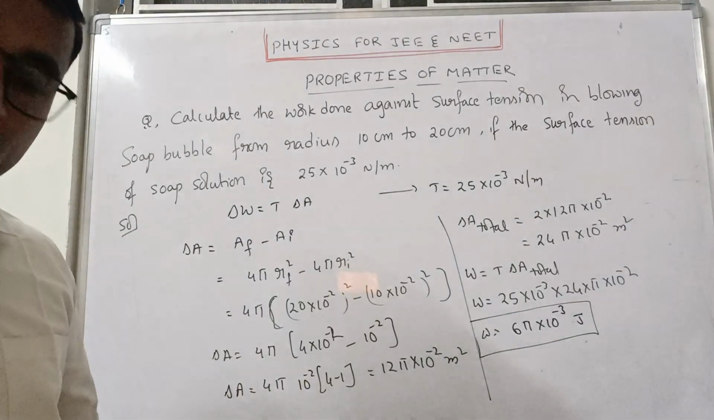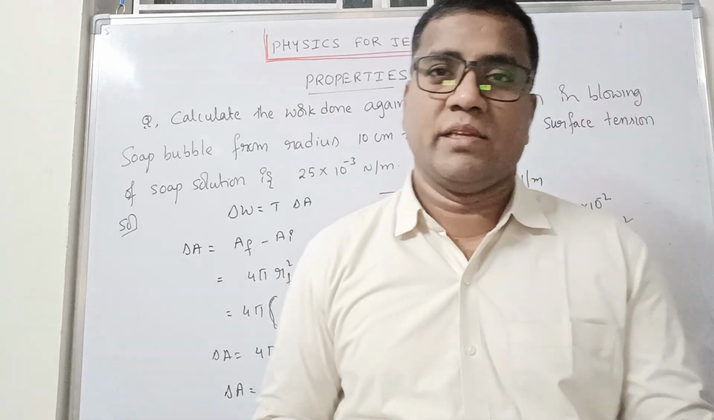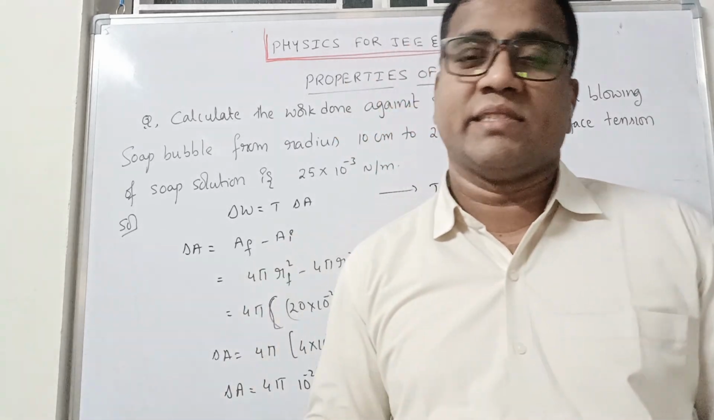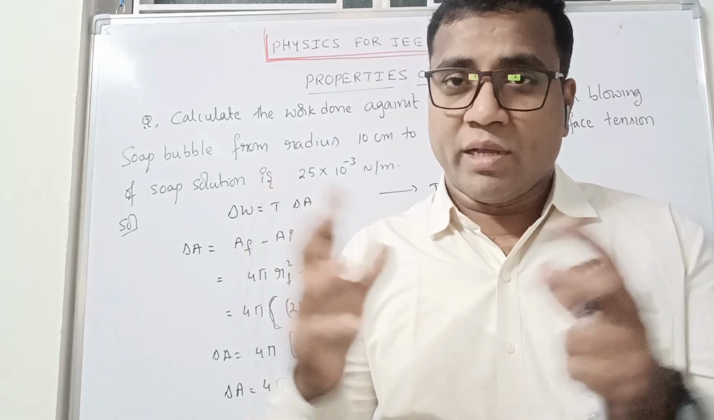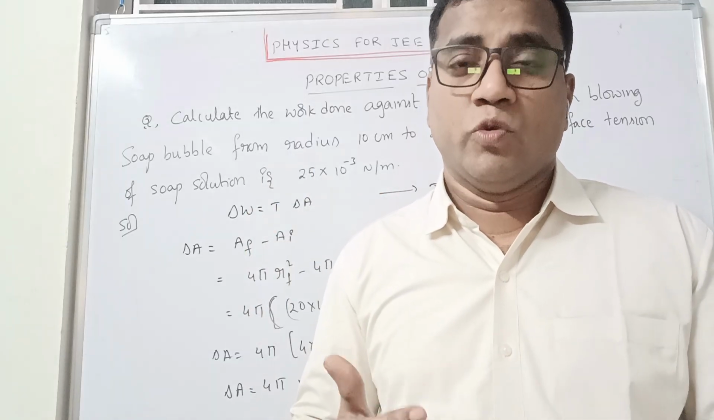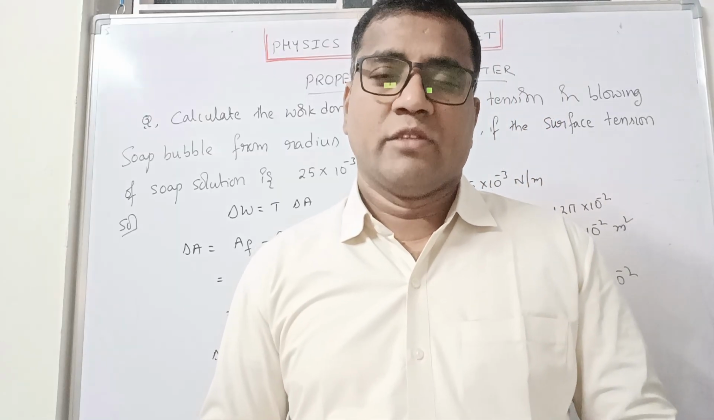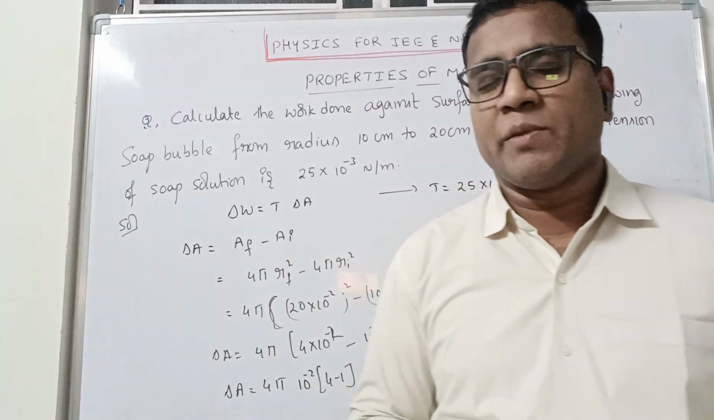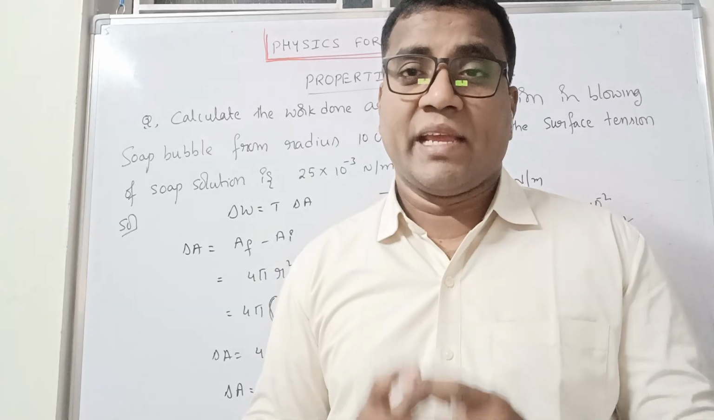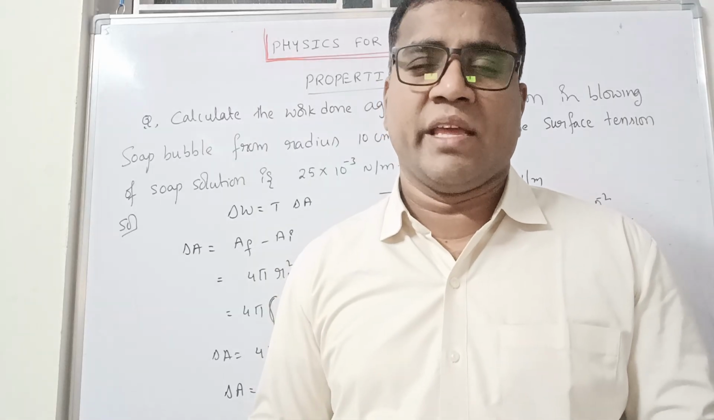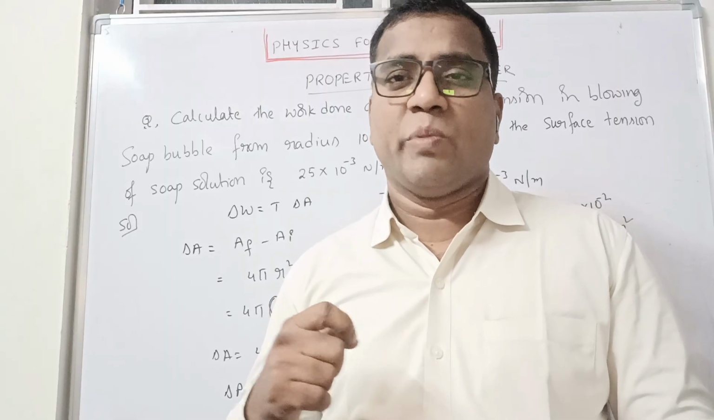Am I clear? I hope you understood, right? So we calculated surface energy, the amount of work done against the surface tension. How much work we have to do against the surface tension, that work done is nothing but surface energy. Generally surface energy is denoted by delta U. Delta U is equal to T into delta A. So delta A is nothing but the increase or change in the area. While writing the change in area, we have to be very careful.